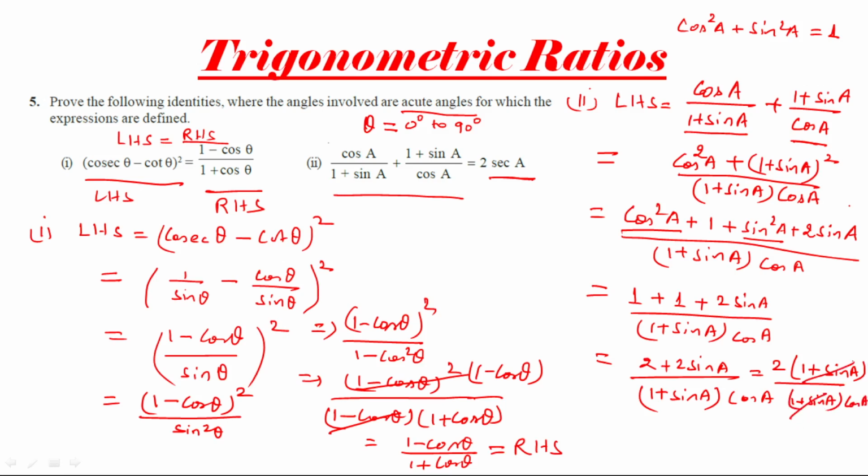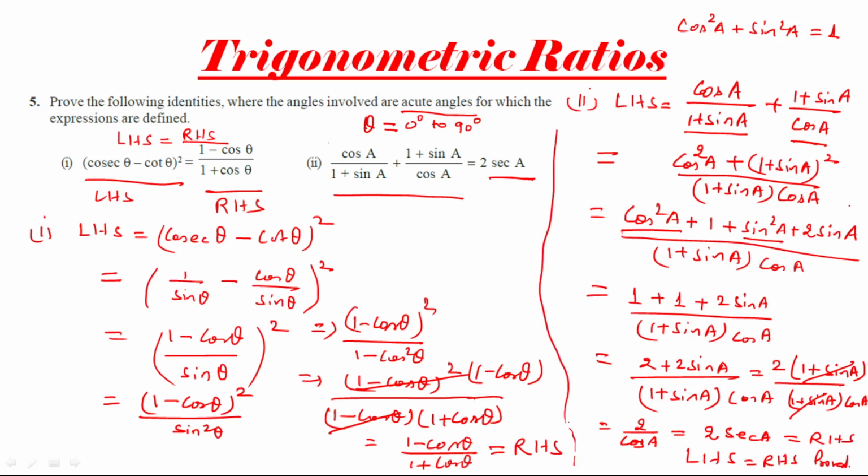So 1 plus sin A and 1 plus sin A get cancelled and it becomes 2 by cos A. This is 2 secant A, as we know that 1 by cos A is equal to secant A, and this is the RHS. Hence LHS is equal to RHS. So proved. This is all about the second question.